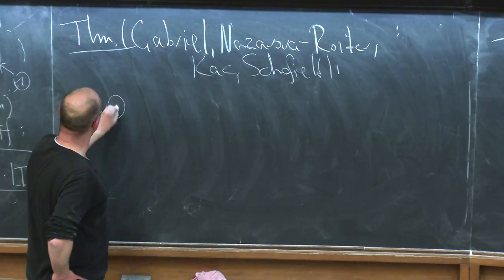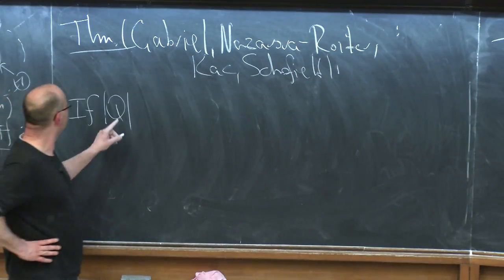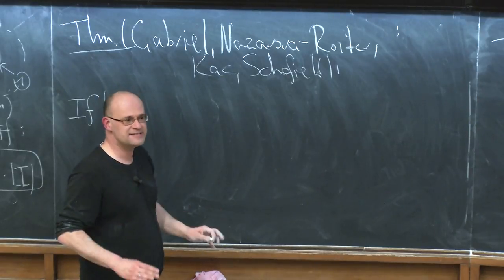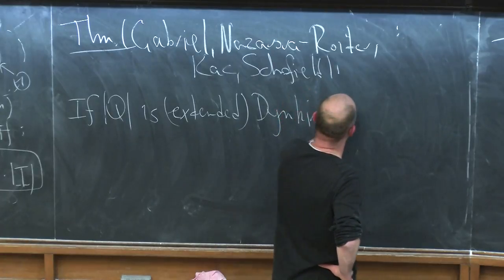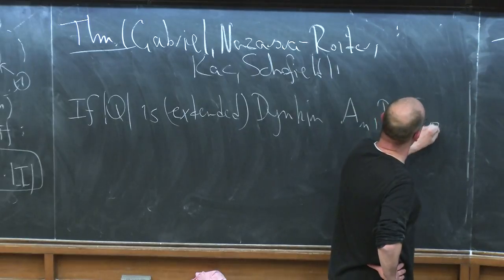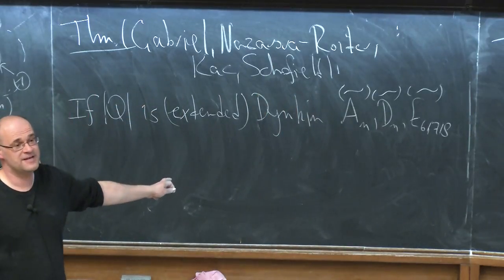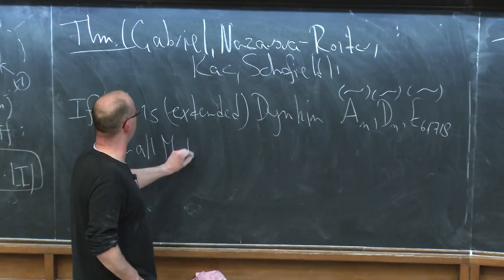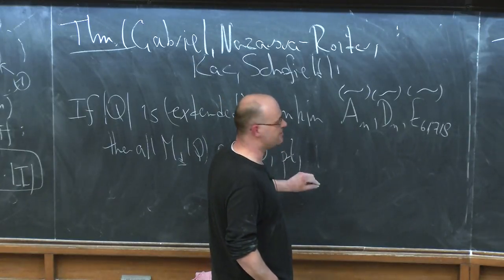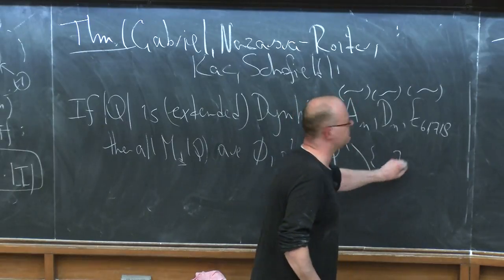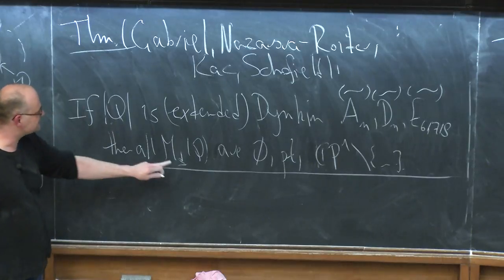Well, and that's really surprising. If Q, and I write absolute value, which means forget about the direction of the arrows, just take the unoriented graph. If this unoriented graph is a Dynkin diagram or an extended Dynkin diagram, well, these are the usual diagrams A_n, D_n, E6, E7, E8, or their affine versions, A_n tilde, D_n tilde, E6, E7, E8 tilde. If this is the graph, then all the moduli spaces are known. Then all these moduli spaces are either empty, or a single point, or a punctured P1, CP1 minus finitely many points. No matter what the direction of the arrows is, and no matter what the dimension vector is.